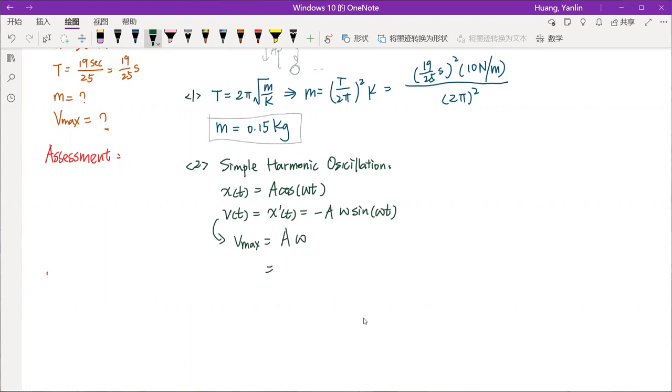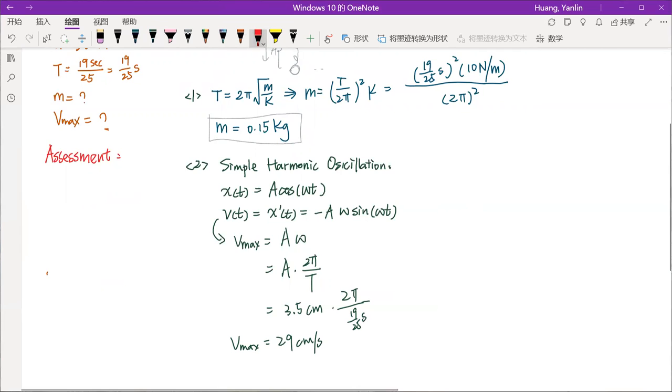and omega is equal to 2 pi over T, so we can keep going and write it as this and put in our numbers: 3.5 centimeter times 2 pi over 19/25 seconds. And using the calculator, we can get the final result of maximum v is approximately 29 centimeter per second.